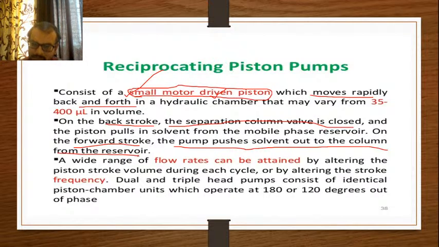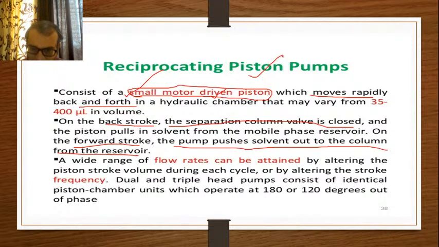A wide range of flow rates can be attained by altering the piston stroke volume during each cycle. The majority of piston pumps have the highest volume capacity. By altering the stroke frequency or the stroke volume, you can alter the volume of mobile phase entering the stationary phase. Remember, you can alter stroke frequency or the stroke volume. You may increase the volume, you may decrease the volume.